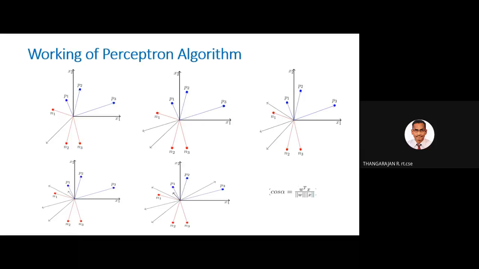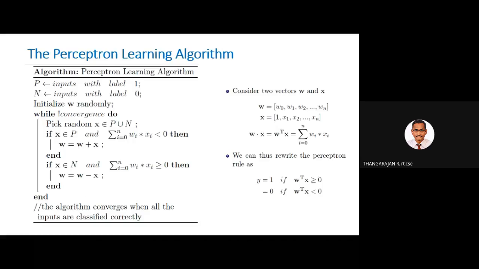So why I have been changing the angle is because cos theta, which is W transpose X divided by norm of W divided by norm of X, is the similarity measure. We call it cosine similarity measure. We are using the cosine similarity measure to adjust the weight vector with the positive and negative samples. So this is basically what the perceptron learning algorithm does.